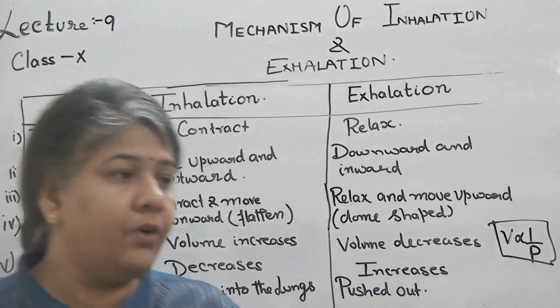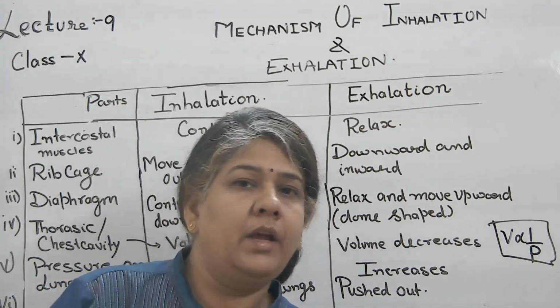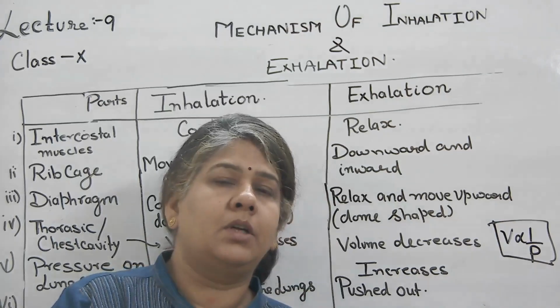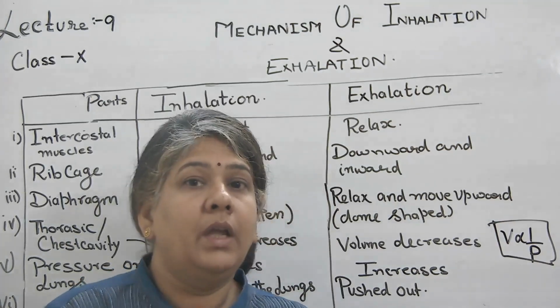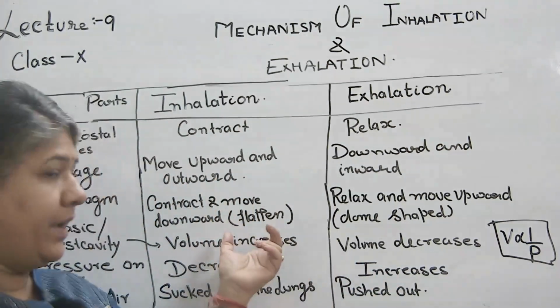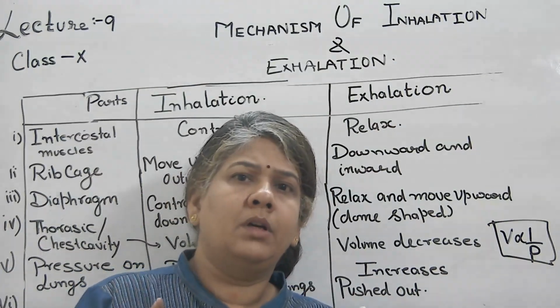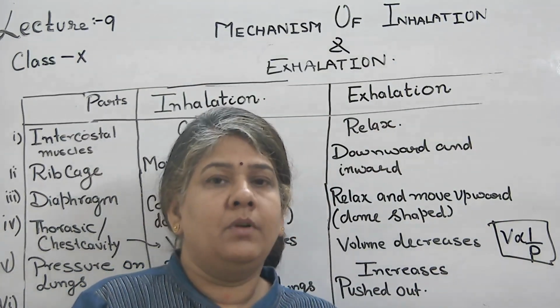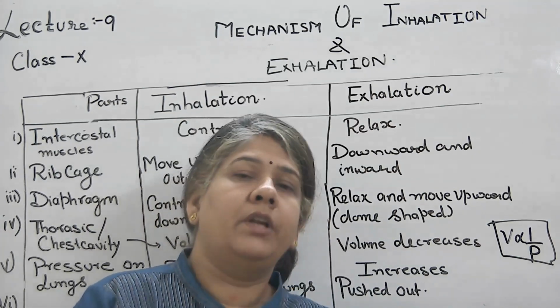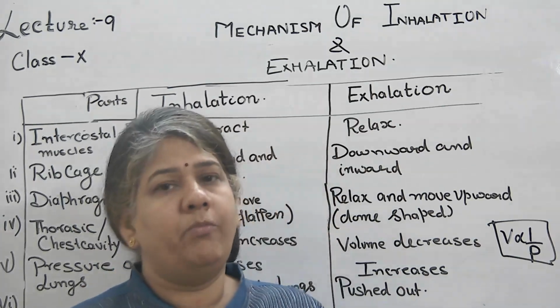So the lungs will not automatically take in air and expel carbon dioxide on their own. It is the movement of the rib cage and diaphragm that is putting pressure on the lungs or decreasing the pressure on the lungs for movement of air.